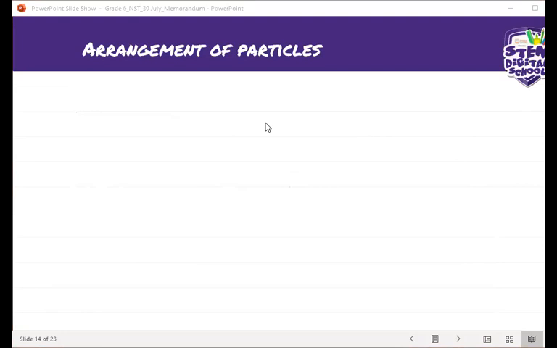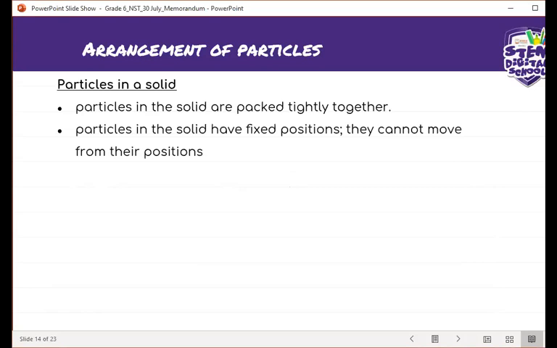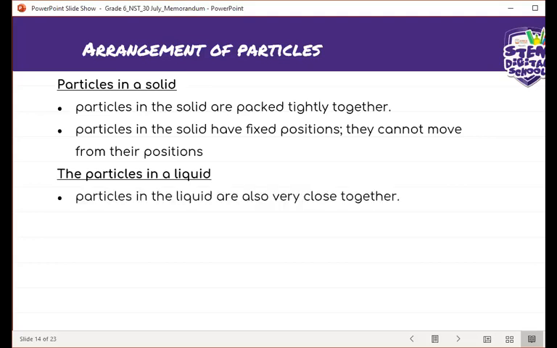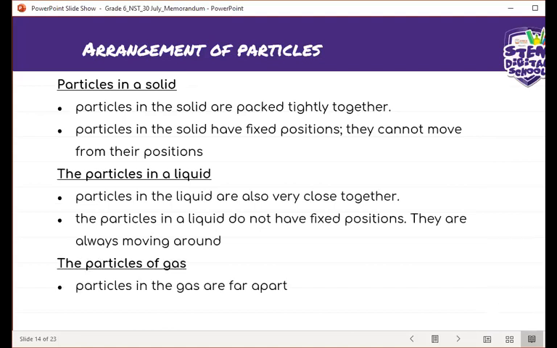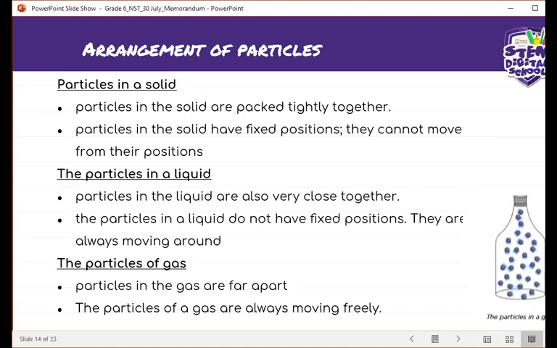Arrangement of particles, this is what we had already covered in class. During our revision lesson, we said particles in a solid are packed tightly together. Particles in a solid have fixed positions and they cannot move from their positions. Then we spoke about particles in a liquid. Particles in a liquid are also very close together. They do not have a fixed position and they are always moving around. Then we spoke about the particles of a gas. We said that they are far apart and they are also moving freely.